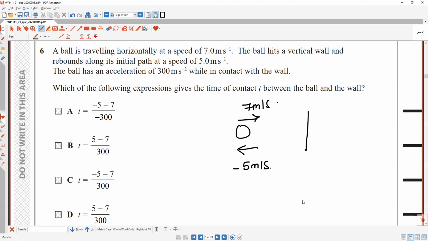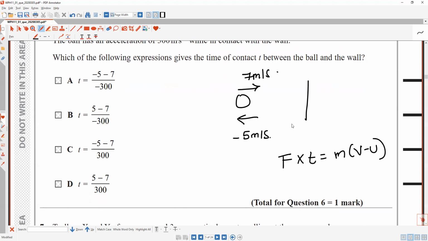They want time. You know, force into time is mv minus mu. You guys know this, right? Is any mass given here? Is the ball's mass given? Okay. Do you also know force means mass into acceleration, into t is equal to mv minus mu? Mass and mass get cancelled. Acceleration you know, final velocity you know, initial velocity you know. Find time and check which one matches the answer. You see how they have twisted the question?